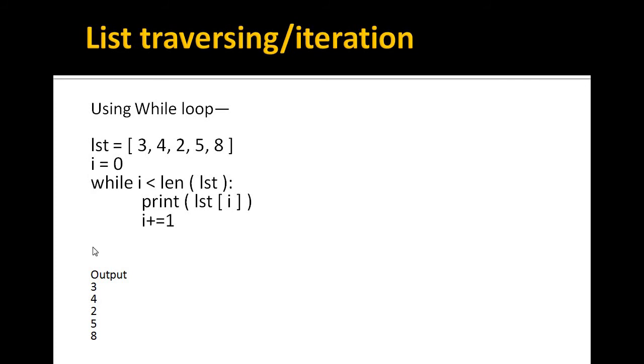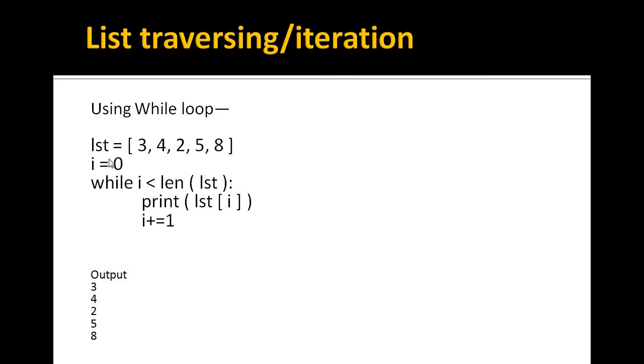You can also use a while loop. For a while loop you need a parameter that will change and decide when the loop terminates. So a variable i has been used here. After creating the list, i has been initialized to 0, and inside this while loop i is incremented in each turn. So the condition of the while loop is i less than len of list, where len of list is the length of this list. That means this list has 5 values, so len of list will be 5.